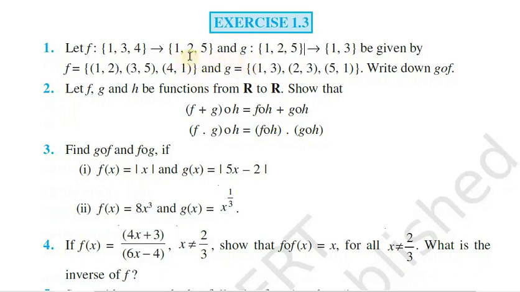Why is f of g not possible? If I first apply g, g is going from {1,5} to {1,3}, but this is not {1,3}, right? It is {1,3,4}. So f of g is not possible, but g of f is possible.